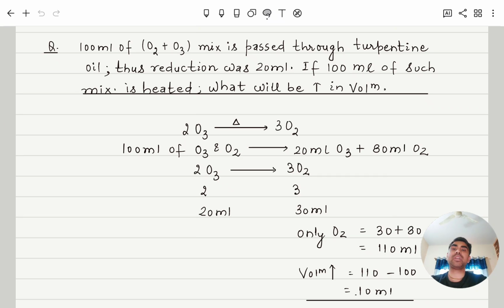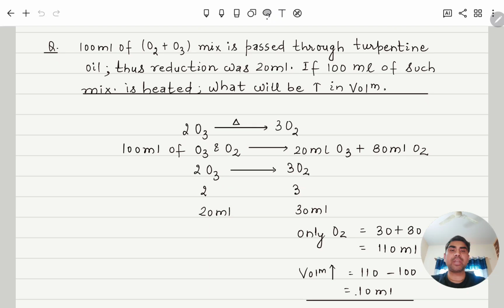So if 100 ml of such a mixture is heated, what will be the increase in volume? 100 ml of such a mixture is there, meaning O3 and O2 are there, and in that, 20 ml is what? O3. 80 ml is what? O2. Clear?